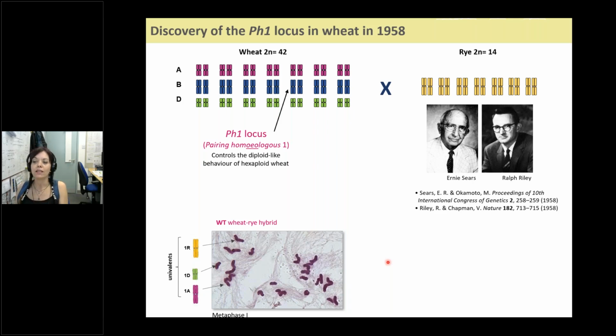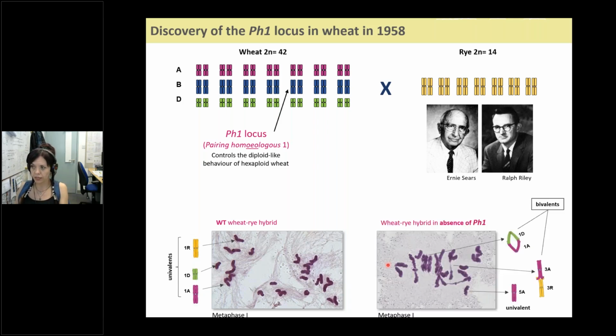So if we now make the same cross, but in the absence of Ph1, then we get something like this. Here you can see there is plenty of crossover formation between chromosomes that are not from the same genome. You can see ring bivalents, rod bivalents. There is also a multivalent here at the bottom, where more than two chromosomes are connected by crossovers.